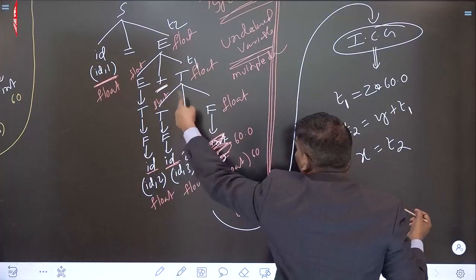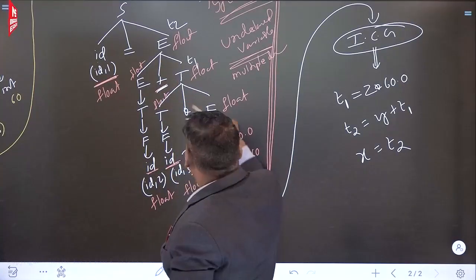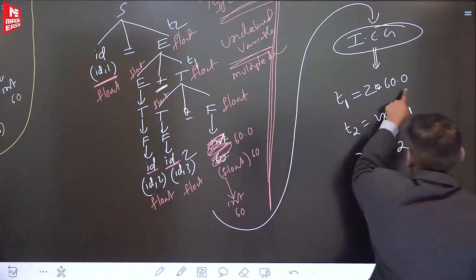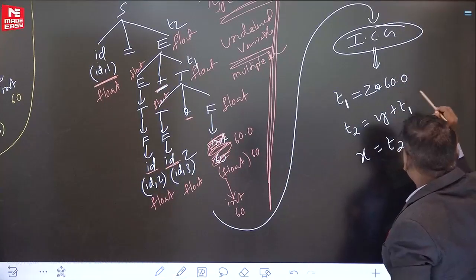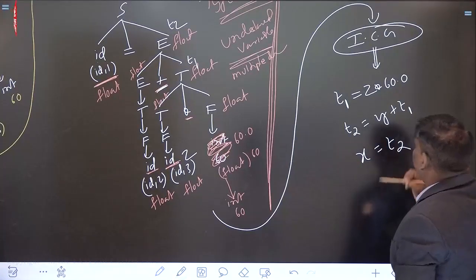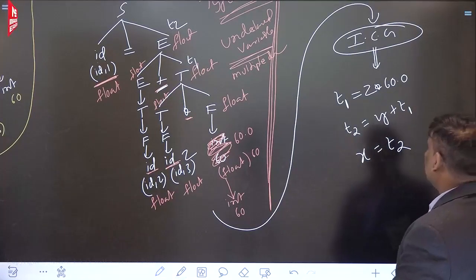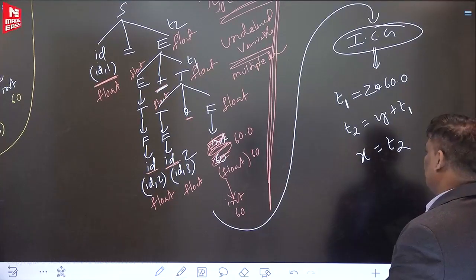Can you say what is the expression of this tree? ID1 is equal to ID2 plus ID3 star 60. This expression, right? We divide it into small parts. First small operation is star. Next small operation is plus. Next small operation is assignment. This is called intermediate code generation. First do star, next do plus, next do X is equal to T2, the assignment operation.